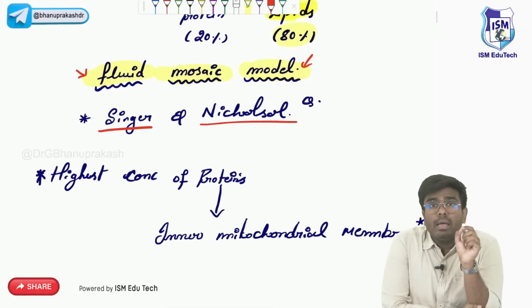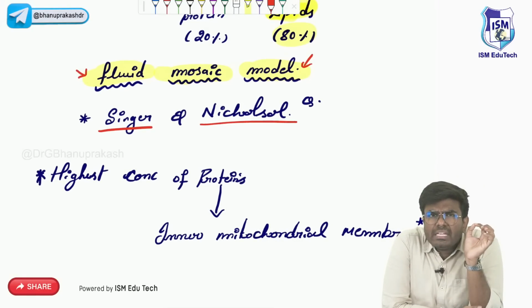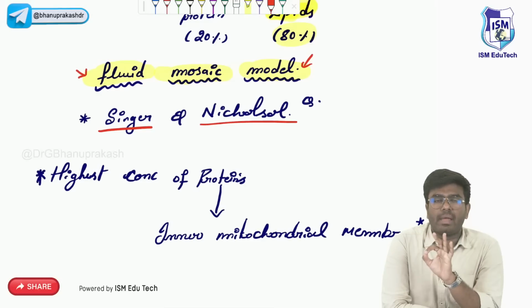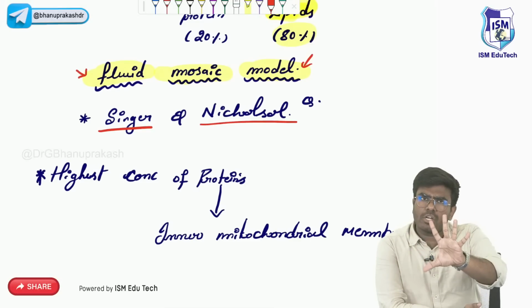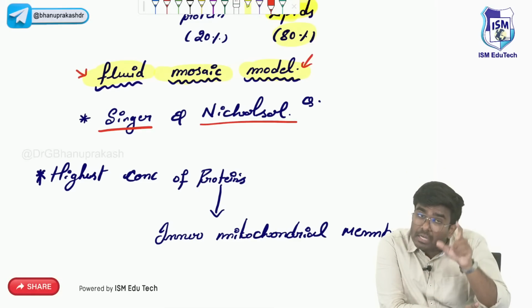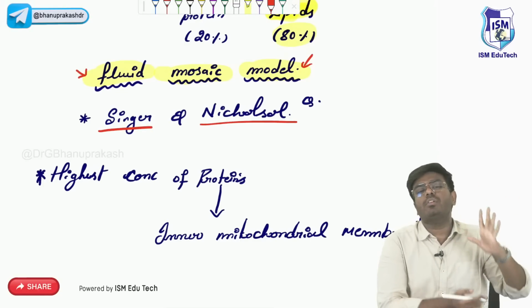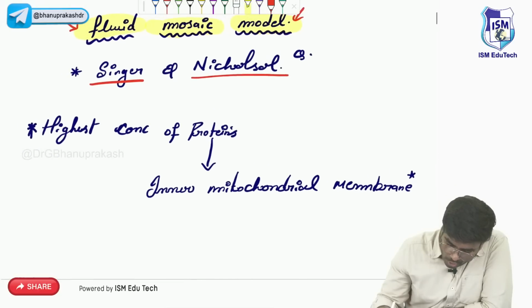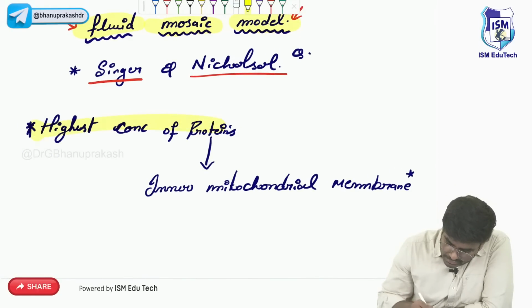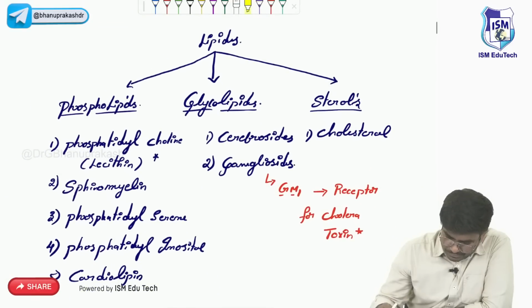Now, in which cell membrane is the highest concentration of proteins seen? I have told you, in the cell membrane the highest composition is for proteins only, 55%. The next question is, in which cell membrane is the highest concentration of proteins present? In the inner mitochondrial membrane.